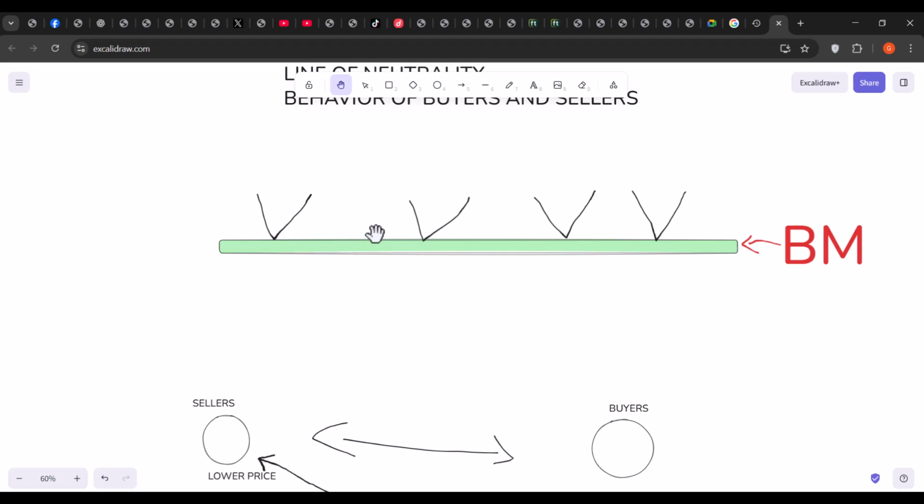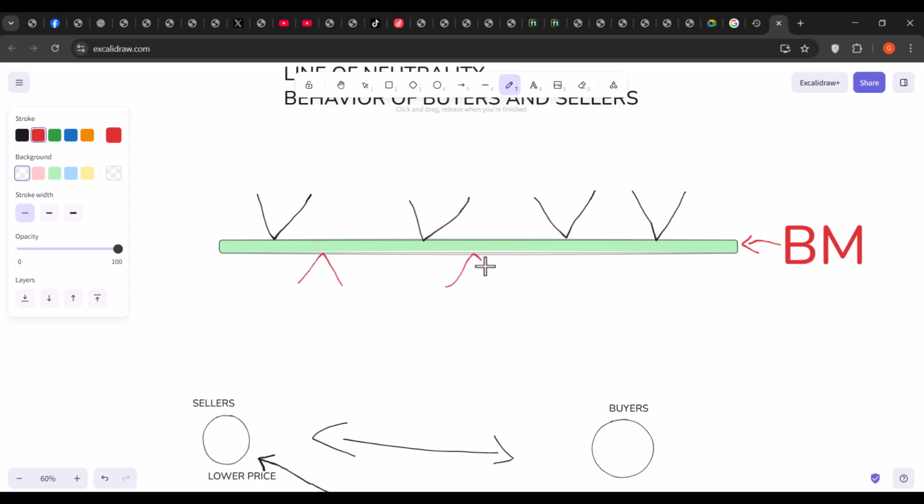On top over here of the neutral line, it is high. All right, above it, it is high. So what do we expect to happen from there? Above it, we have sellers sitting there to push price down. Okay, sellers are sitting there to push price down. That is what is happening. Okay, and beneath it over here, the buyers are ready to push the price up.